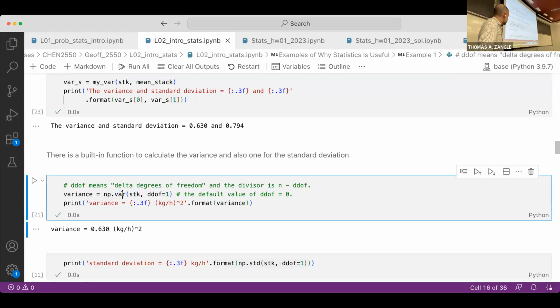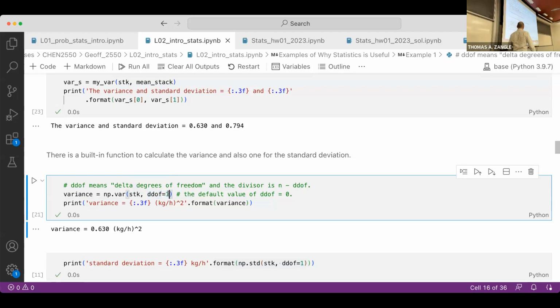Again, we'll note that there's a built-in function in NumPy that we can use to do this. So we can use this np.var function. In this case, it takes in our array, which we stored in stack, that has our 3 values that we pulled out, that we measured. And note that we do have this second argument here, which is the number of degrees of freedom, or the delta degrees of freedom. So the difference between the number of values in the array and the actual number of degrees of freedom. So in this case, we're setting DDOF equal to 1.